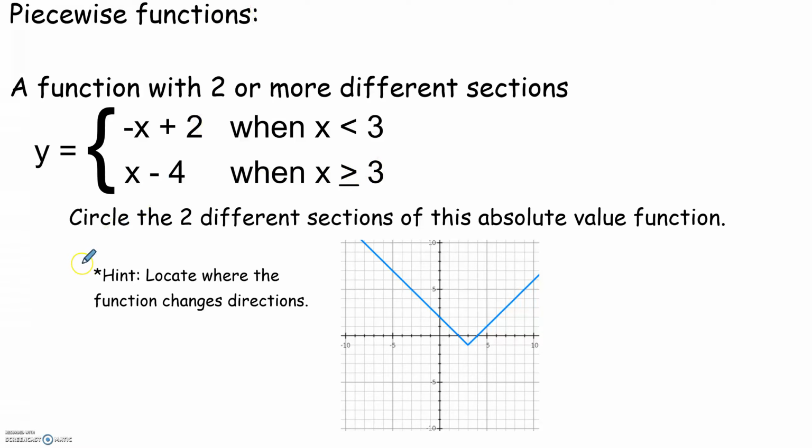Circle the two different sections of this absolute value function. Hint, locate where the function changes directions. So take a look at the graph. Circle what you think would be the two different sections.